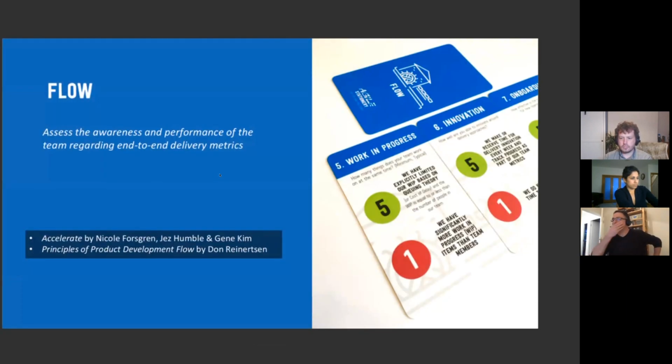So flow, based on the work by Nicole Forsgren, Jez Humble, and Gene Kim, and by Don Reinertsen. And again, some really obvious things. So this one's from Accelerate. Are you achieving a low cycle time? This is something that we talk about a lot. Again, captured in the model. So it's for sure covering all of your key things that you're perhaps already thinking about.